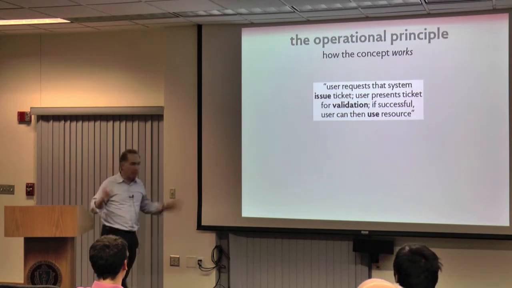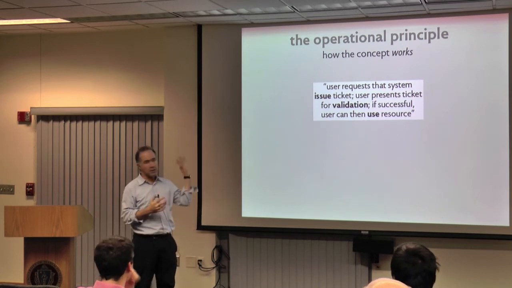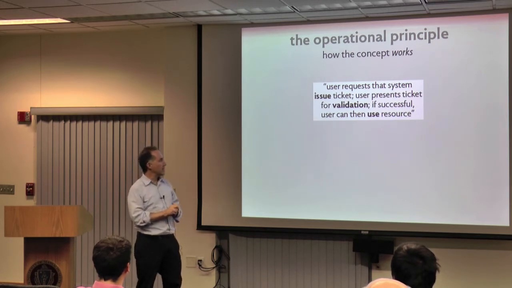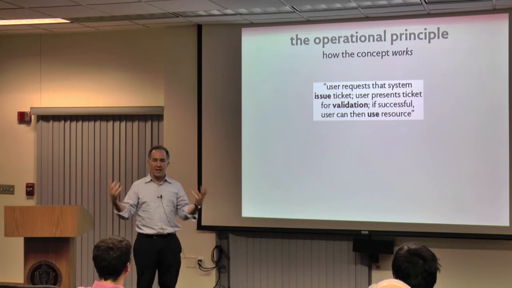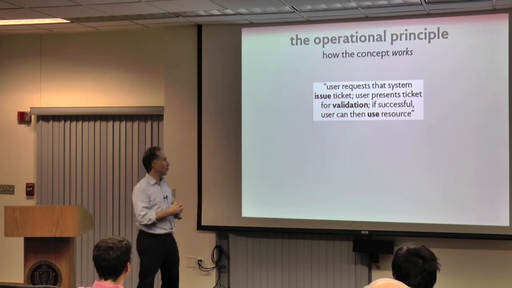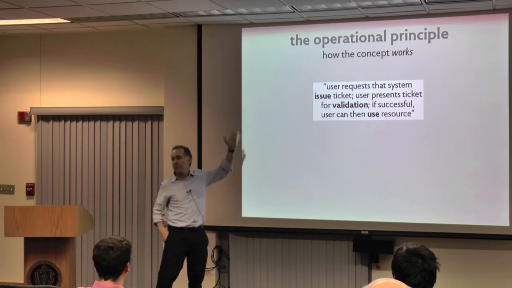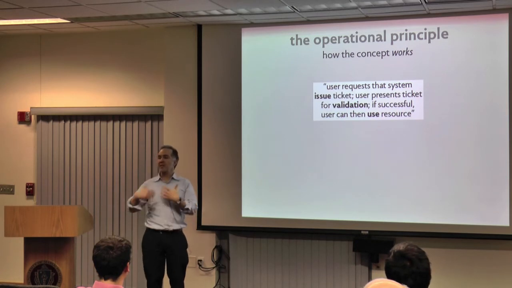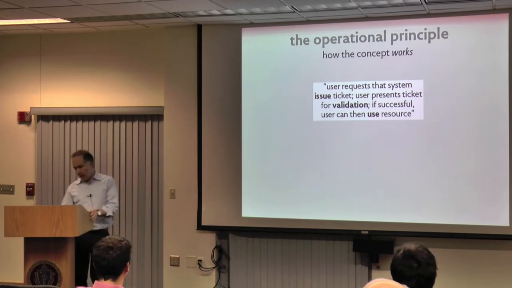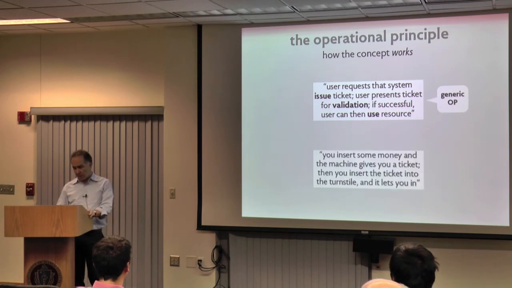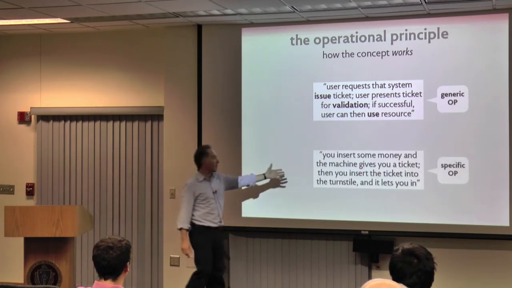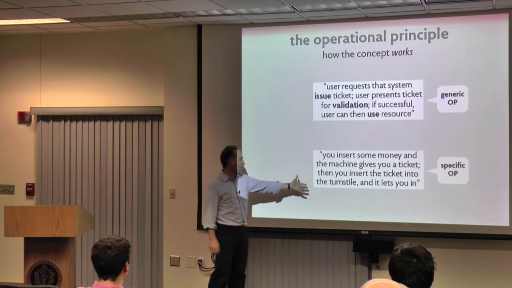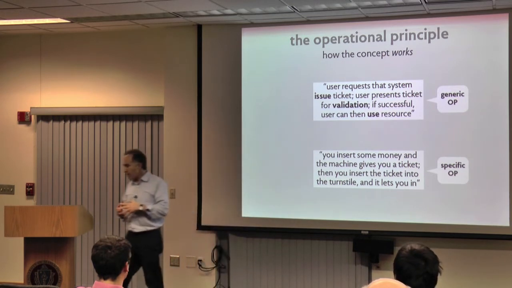And then what brings it all together is what I call, borrowing a term from the philosopher Michael Polanyi, the operational principle. And the operational principle is an archetypal scenario that puts together the actions to explain how the purpose is fulfilled. So in this case, it might say that the user requests that the system issue a ticket. The user presents the ticket for validation, and if the validation passes, the user can then use the resource. So this is a generic one, and of course I can specialize it for the museum if I want to explain to a museum user how it works. You put some money in, the machine gives you a ticket, then you insert the ticket into the turnstile and it lets you in.